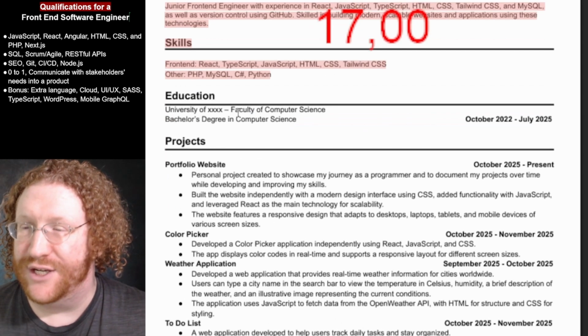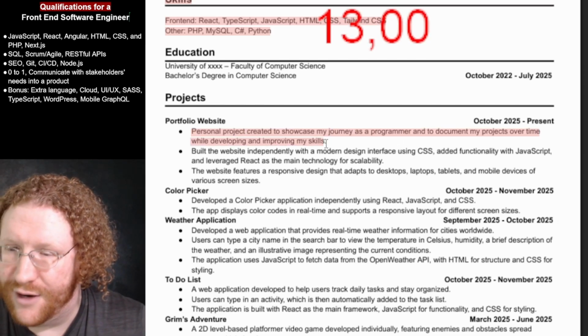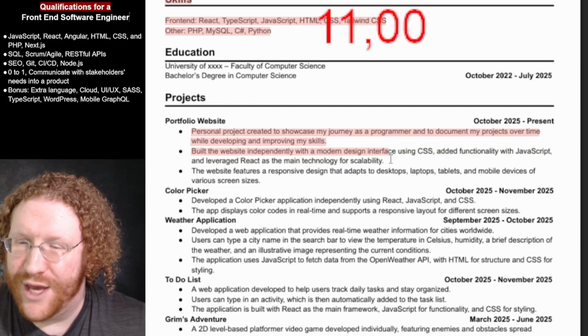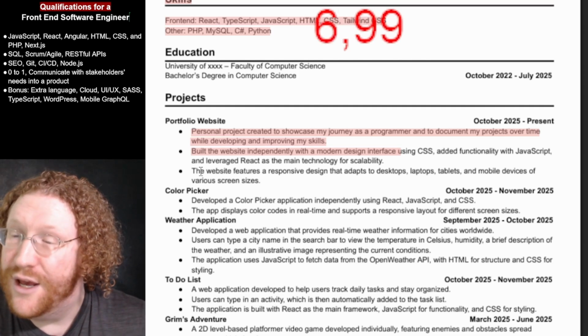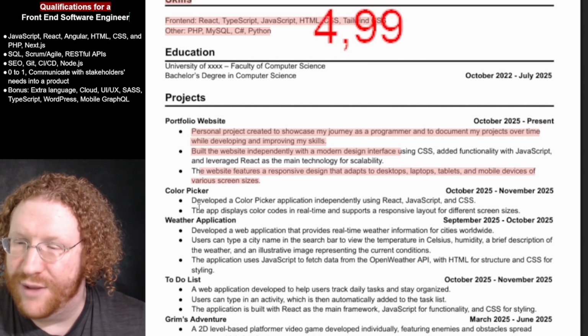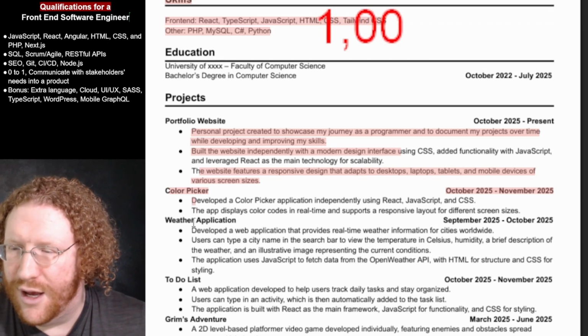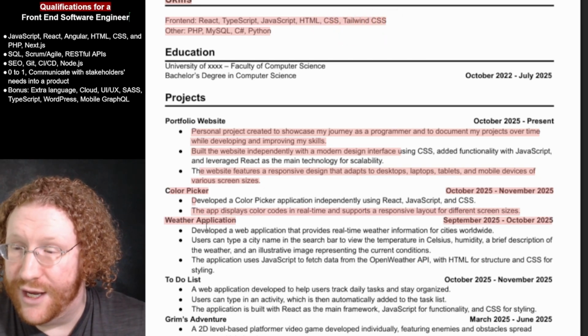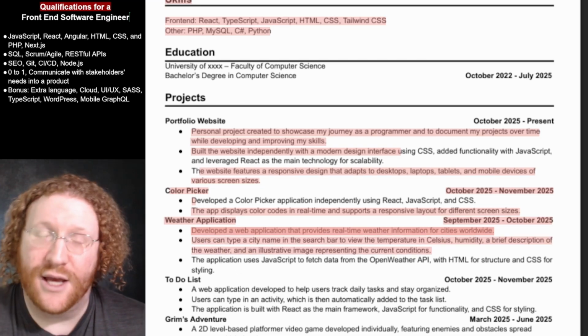Okay, nothing here matters. Nothing here matters. Education, good. Personal projects to show. Okay, that doesn't matter. Built a website with, don't care. CSS good, with JavaScript and React is solid. Websites, don't care. Developed a color picker, don't care, but you did tell me JavaScript at least. This is not related. This is not related. And time.